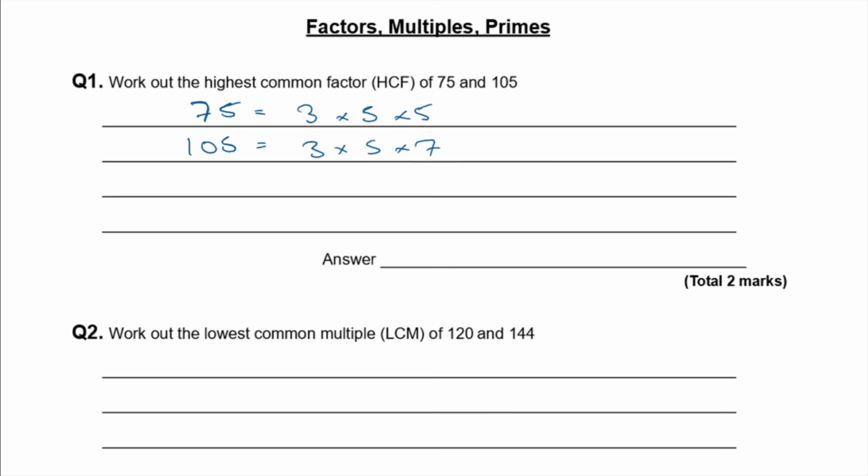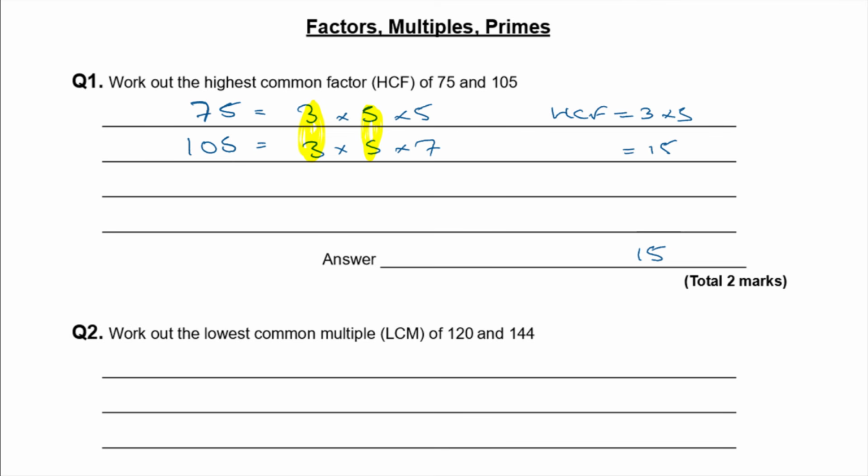Okay? And then the HCF is just every pair of numbers that are in both. So I've got a 3 in both and a 5 in both. So my HCF is going to be 3 times 5, it's 15. And that's my answer, 15.